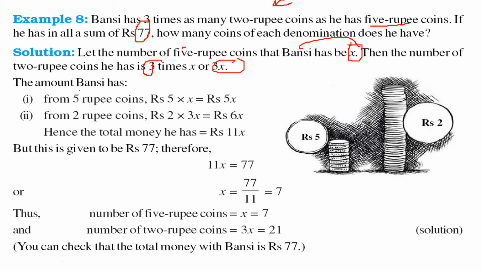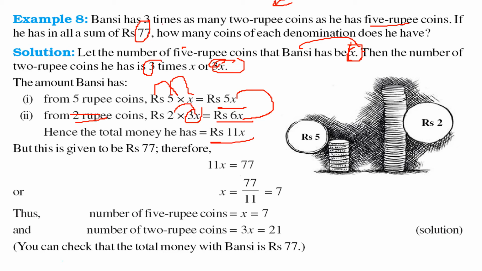So what is the amount he has? Say 5 rupees, so 5 into x, right? x is the number of 5 rupees coins and 5 is the amount, the denomination. So 5x is the amount he has, that is 5x rupees. Then 2 rupees, because we have 3x numbers of this 2 denomination, so 2 into 3x, that will be 6x. So the total money he has is 5x plus 6x, that is 11x.